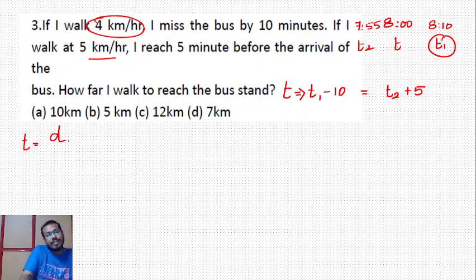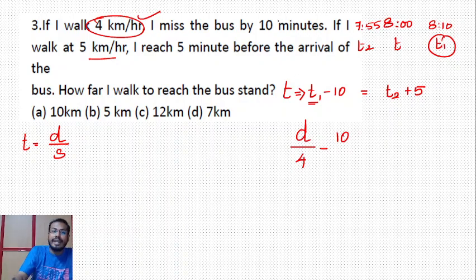Time is equal to distance by speed. Just substitute here. Time T1 is equal to distance. We don't know the distance, but speed we know that is 4 km per hour minus 10. 10 is given in minutes, but here it is 4 km per hour, so we need to convert that. At last, they are given in kilometers, not in meters.